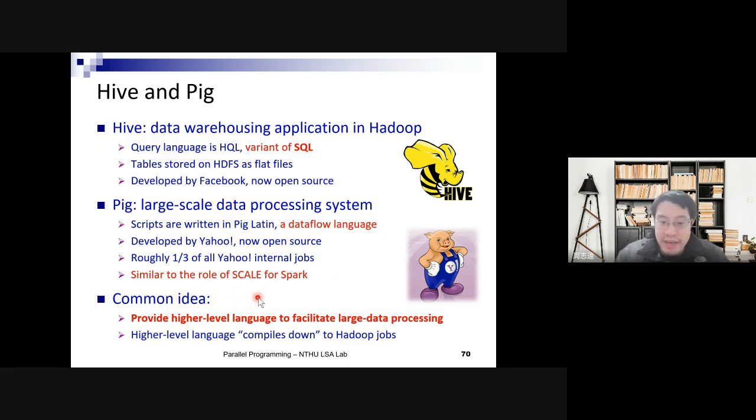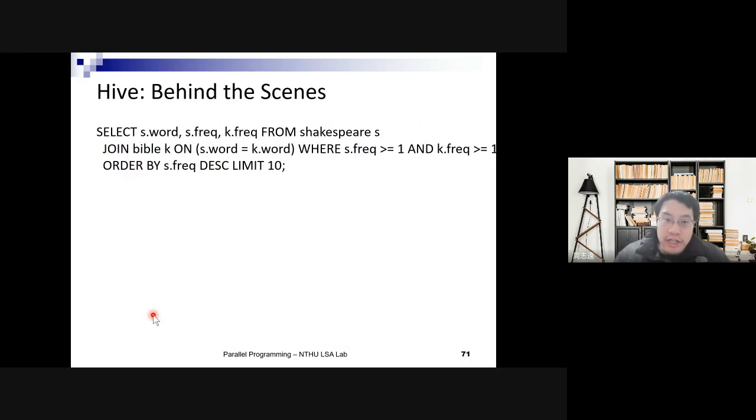So either way, those are examples of people trying to provide a higher level language, to facilitate large data processing, reduce the programming burden, and shorten the learning curve. Okay, right. So you can see that MapReduce becomes the engine for those solutions.